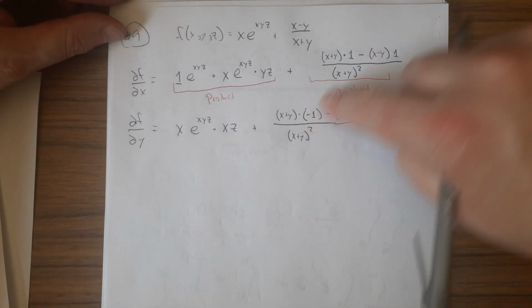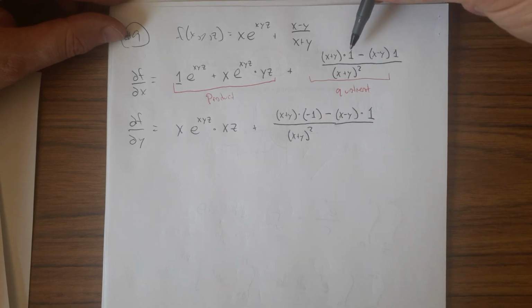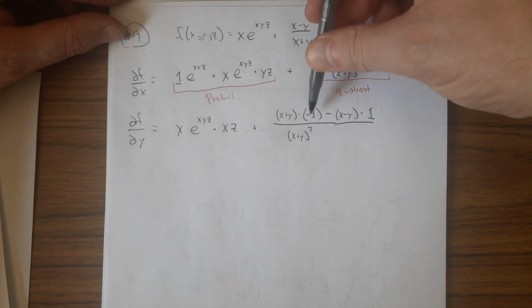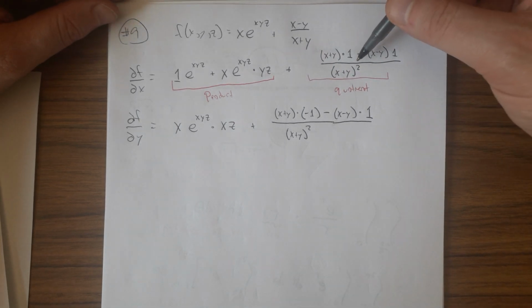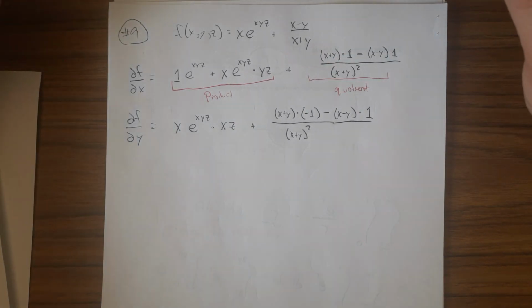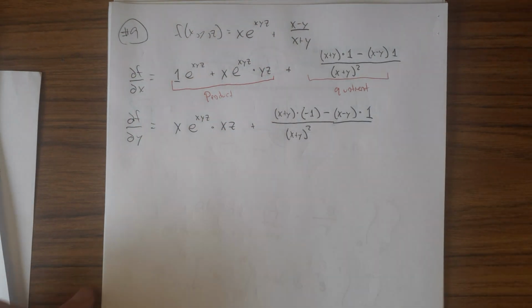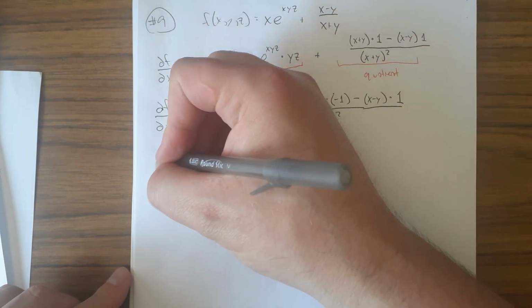So yeah, let me just point out, this and this look almost the same. The main difference is that we have a 1 here and a -1 here. These are not quite the same. One of them is the derivative with respect to x, and one's the derivative with respect to y. Okay.